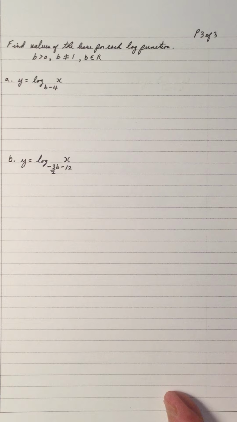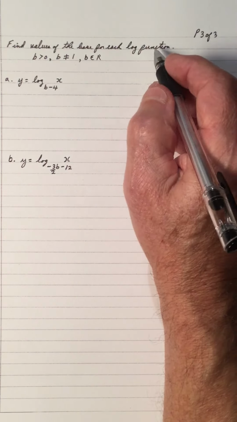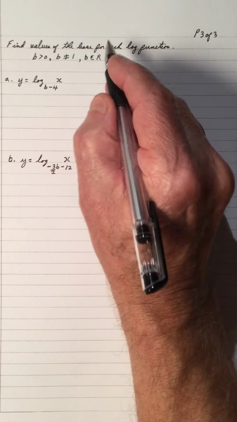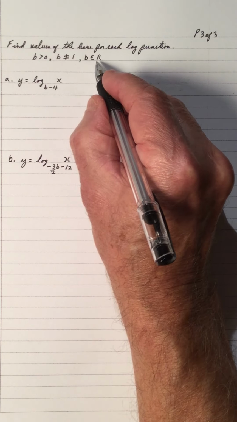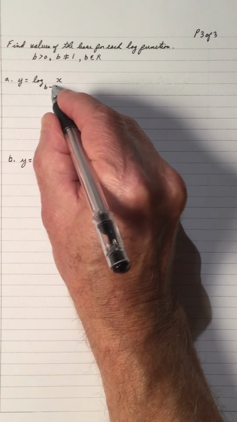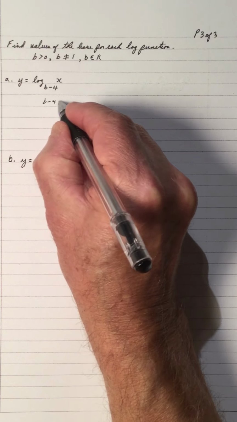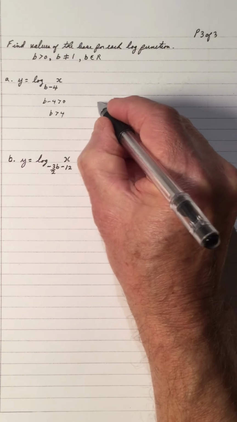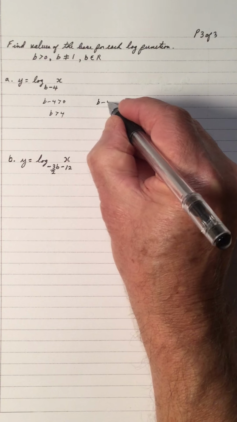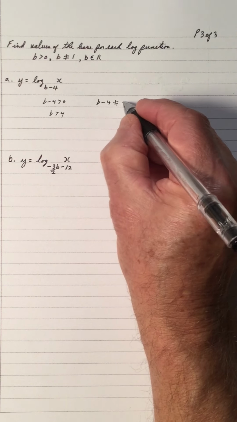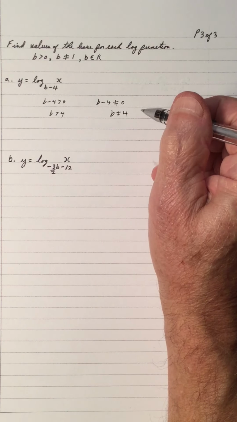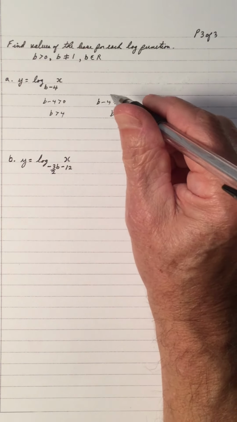Okay, let's continue. Find the value of the base for each log function. And the base has to be greater than 0, not 1, and belonging to the reals. So that means we go to the base right here. So b minus 4 is greater than 0. So b is greater than 4. And also, that means that b minus 4 cannot equal 0. So b cannot be 4.